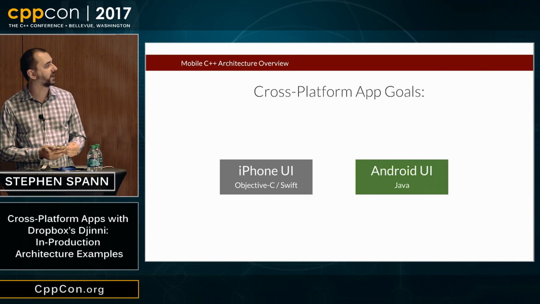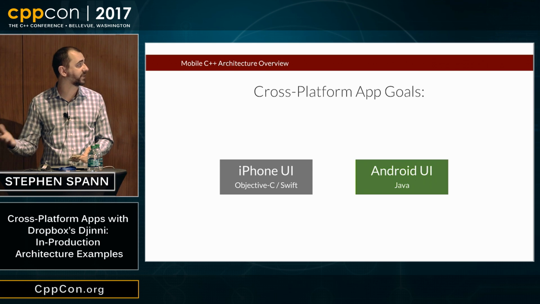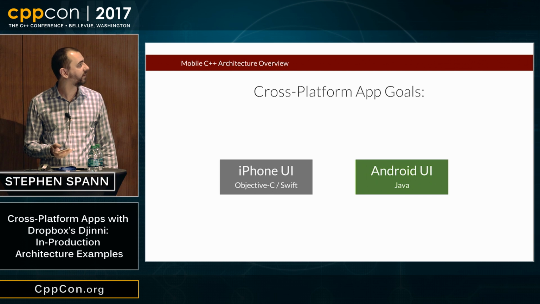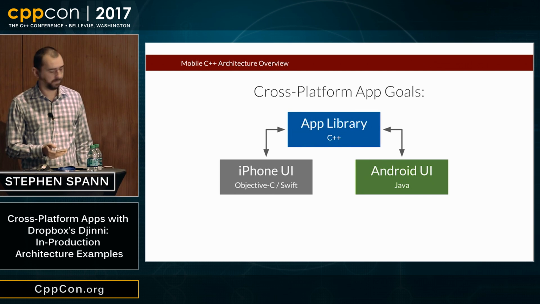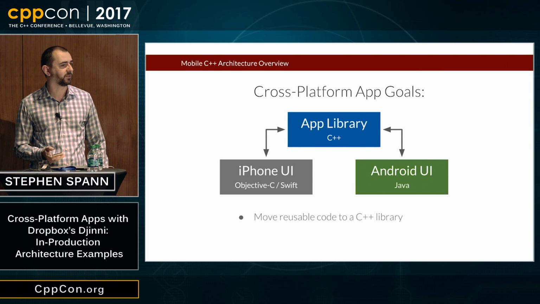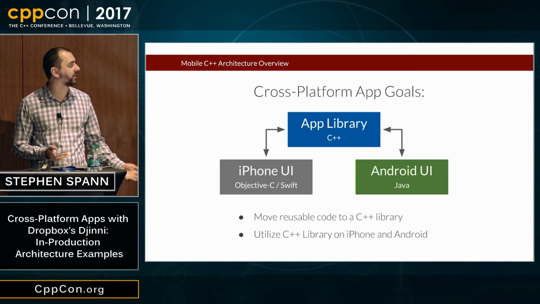They just announced Kotlin, which I have zero experience with, but in theory that would work. If you can have a project with Java and Kotlin, you should be able to do this, but I can't guarantee that. And finally, a C++ library that talks to both. Other goals: move anything we can to C++, so we only manage it in one place and update it in one place, and utilize that library on both iPhone and Android.